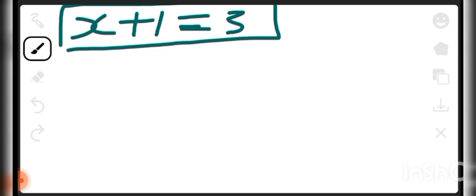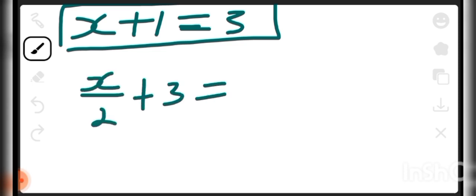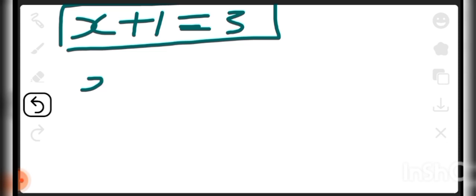We can also have a simple equation of this nature: x over 2 plus 3 is equal to 9. This is a simple equation. You solve it almost the same way. So what you have to do is just know how to solve all these simple equations.